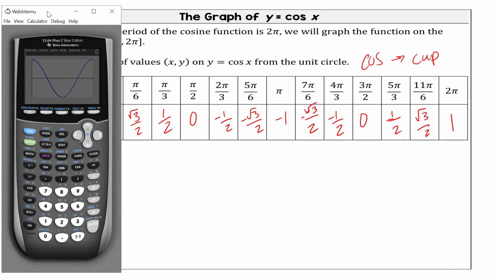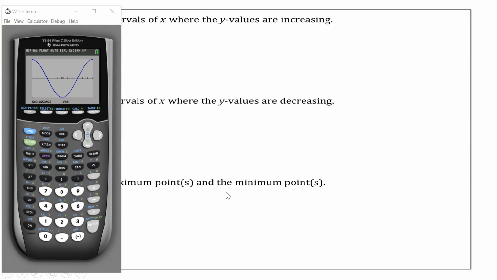On what intervals am I increasing? It's pi to 2 pi. So I'm increasing from pi to 2 pi. And where do I decrease? 0 to pi. You see it? We're going to go down and then we come back up. Yep. So we're increasing pi to 2 pi. We're decreasing 0 to pi.